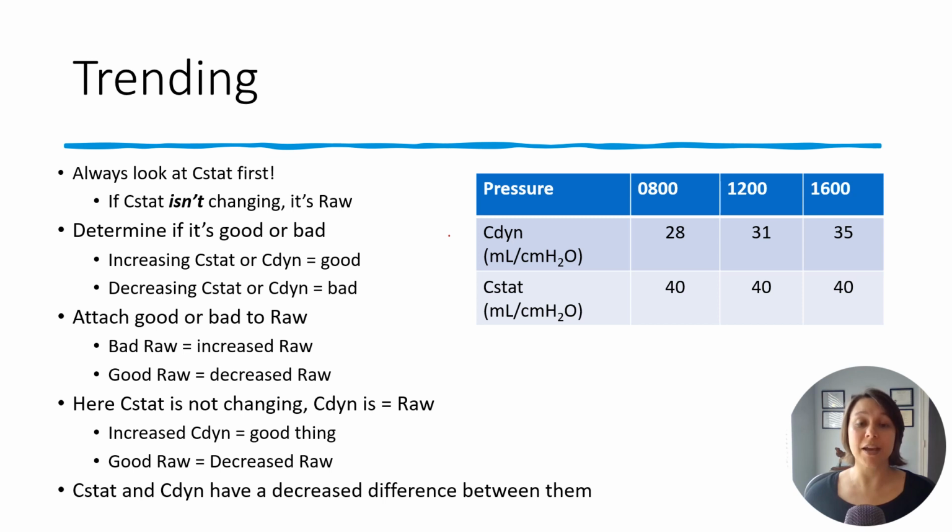Let's trend again, but this time with dynamic compliance and static compliance. And so my static compliance, remember, is going to be essentially using my plateau pressure. This is going to be peak inspiratory pressure. So if it helps to write that beside there, you can. Just like before where I used plateau pressure first, I'm going to look at static compliance first. If static compliance isn't changing, then it isn't a compliance issue. It has to be airway resistance if my dynamic is changing, and it is in this case. So we still have to kind of determine the good or bad parts of this.